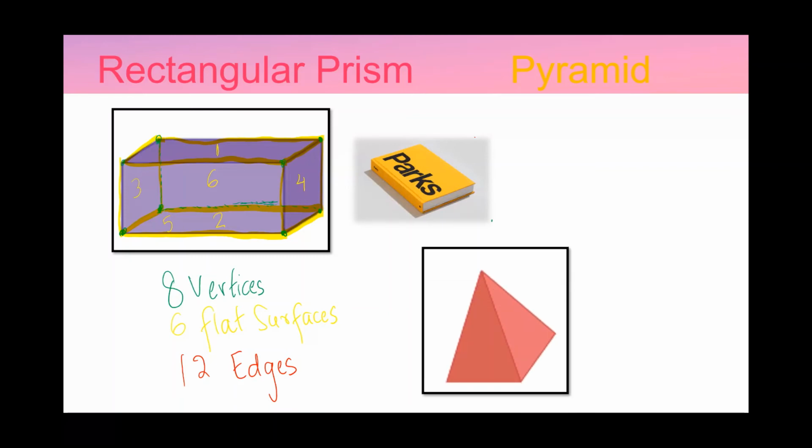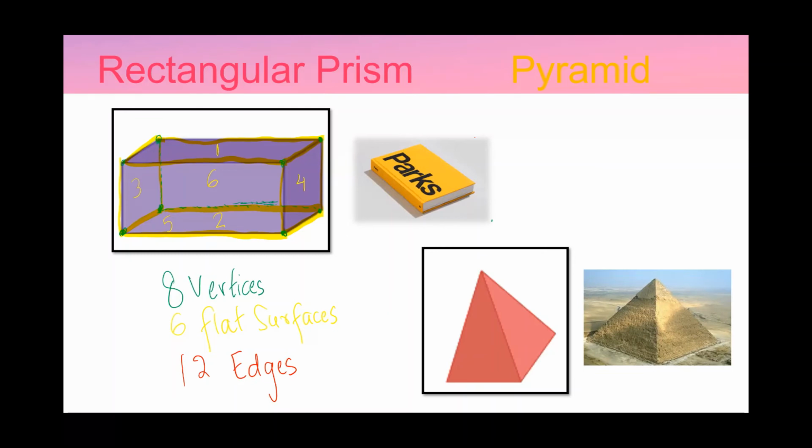Now, a pyramid. What looks like a pyramid? The pyramids in Egypt, right? You might have seen this in pictures. A pyramid is also a 3D shape. Now, how many vertices are there in a pyramid? Let's count and write. So 1, 2, 3, 4, and 1 we have in the back, 5. So 1, 2, 3, 4, 5. 5 vertices.